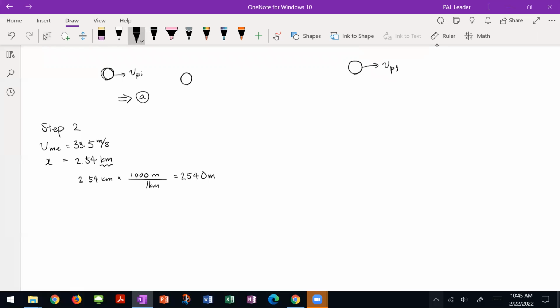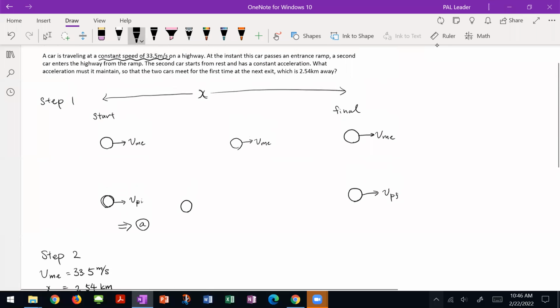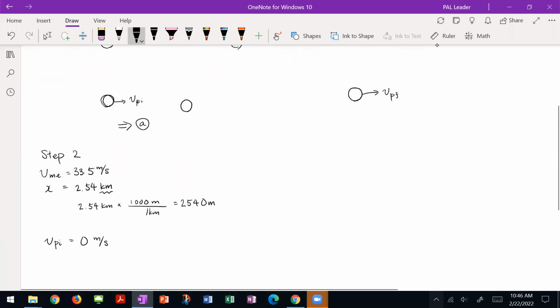Okay, now onto the police car, the VP initial. Well, they started at rest, right? So 0. Maybe that's all we know. That was our knowns.